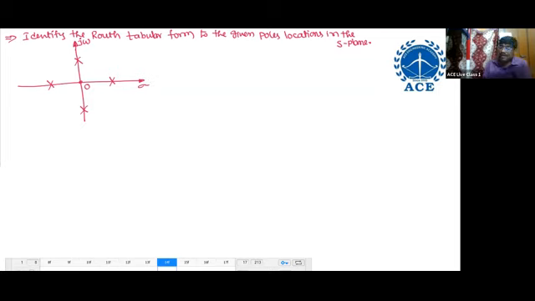What is the expected Routh tabular form? Anybody answer? Two rows of zeros will be there. Fourth order auxiliary equation.